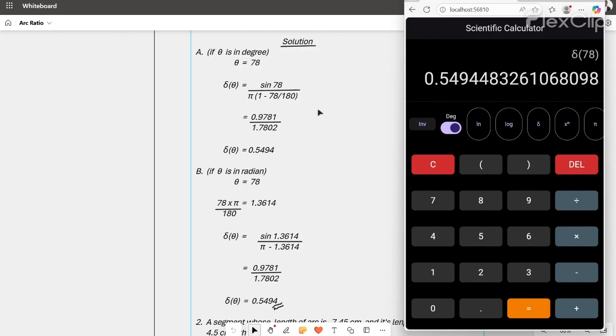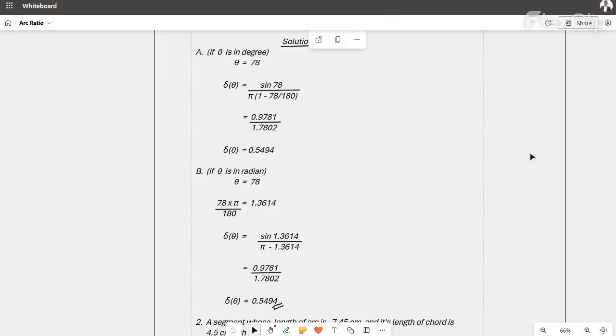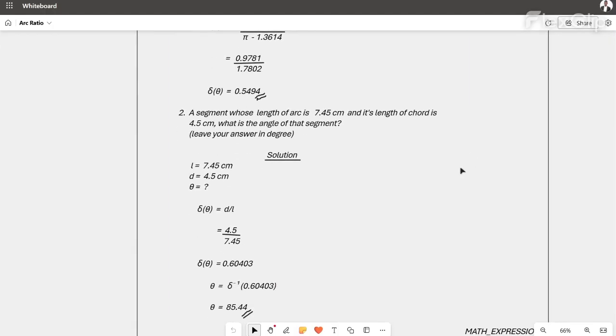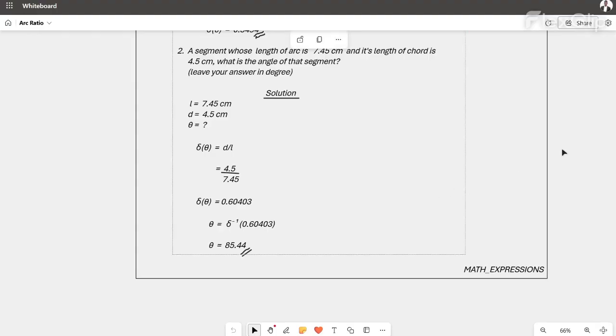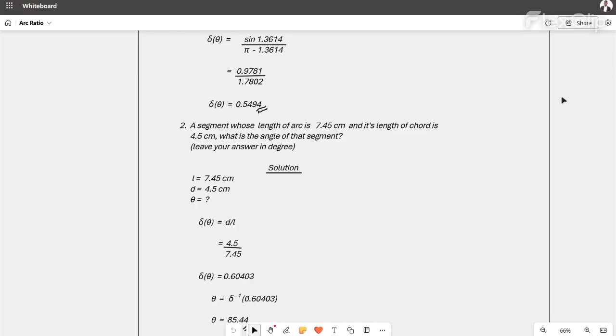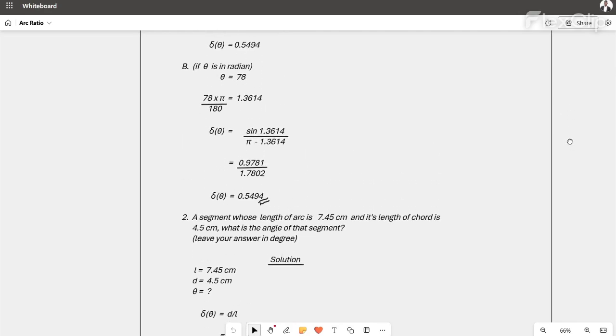So that is it for this video. In this video we have explained what arc ratio is all about. We also looked at two most important functions inside this arc ratio, which are the delta function and the inverse delta function. And at the end of it, we used those functions and saw how they behave in action.